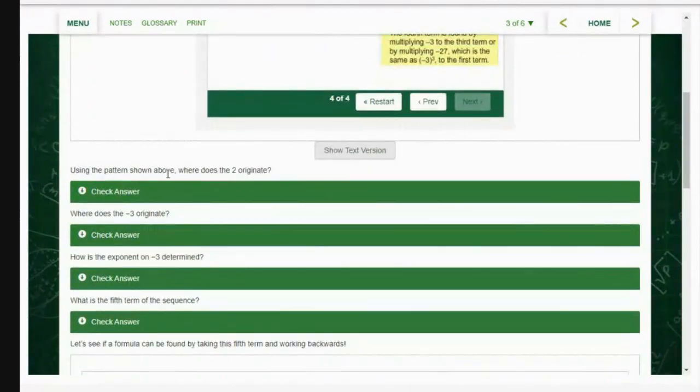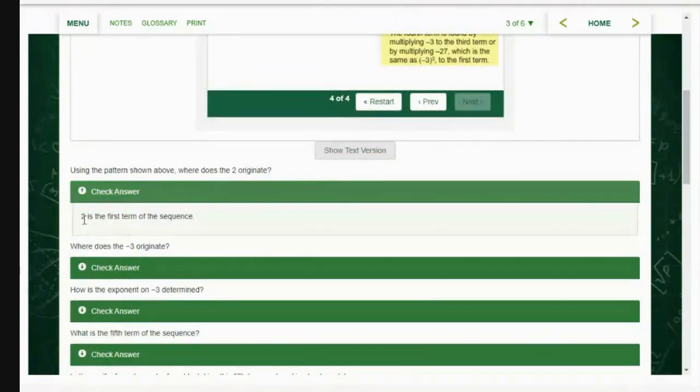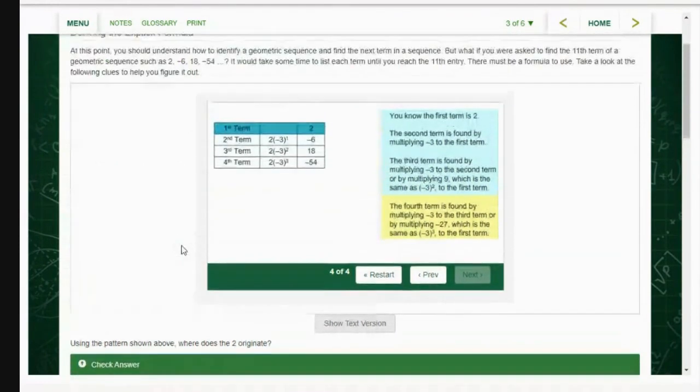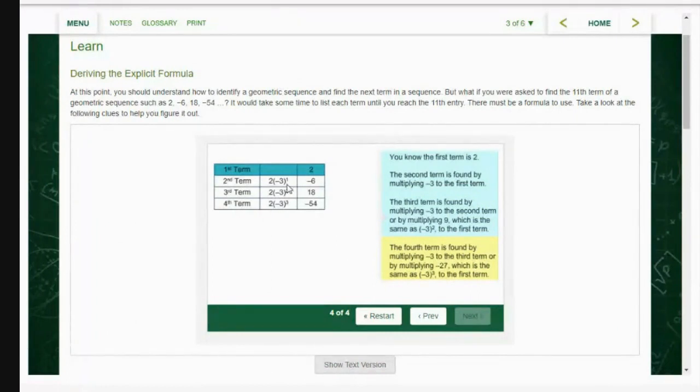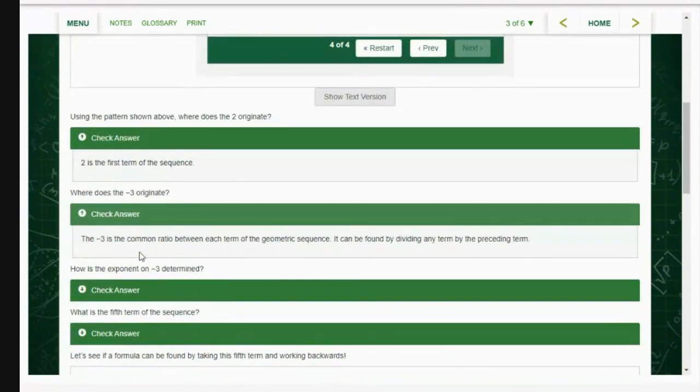Using the pattern shown above, where does the 2 originate? Well, the 2 is A sub 1, the first term in the sequence. Let's check our answer: 2 is the first term. Where's the negative 3? Negative 3 is the common ratio. When you divide a term by the one before it, it's negative 3 every time. It can be found by dividing any term by the preceding term. How is the exponent on negative 3 determined?